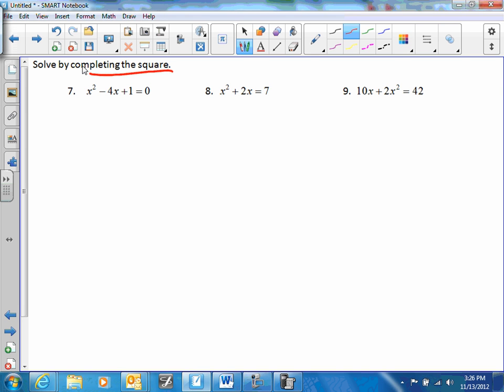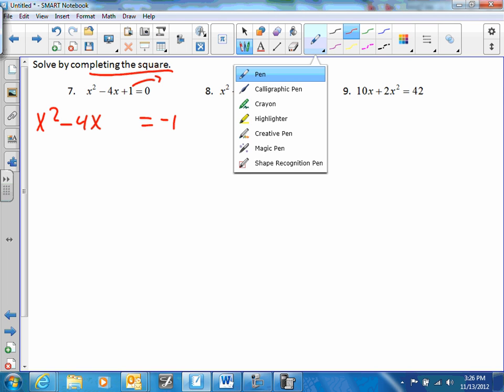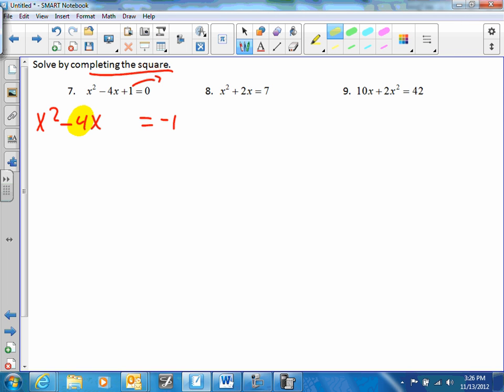Now we're going to complete the square. In this case, remember, move the 1 over. So I get x squared minus 4x equals negative 1. Now, in this case, remember, you're going to take half of b, and this is your b value. You're going to take half of that and you're going to square it. So half of negative 4 is 2. 2 squared is plus 4.